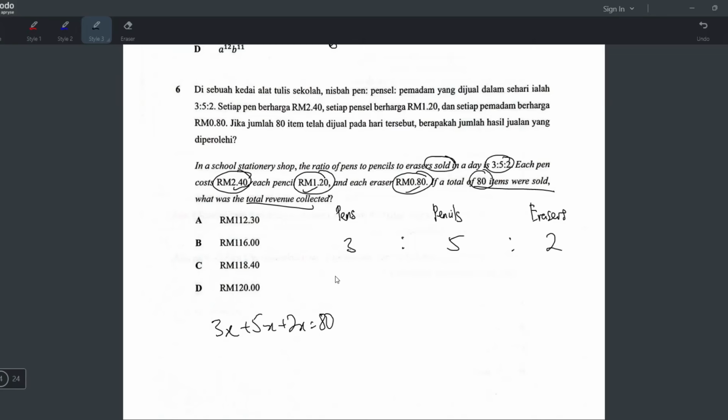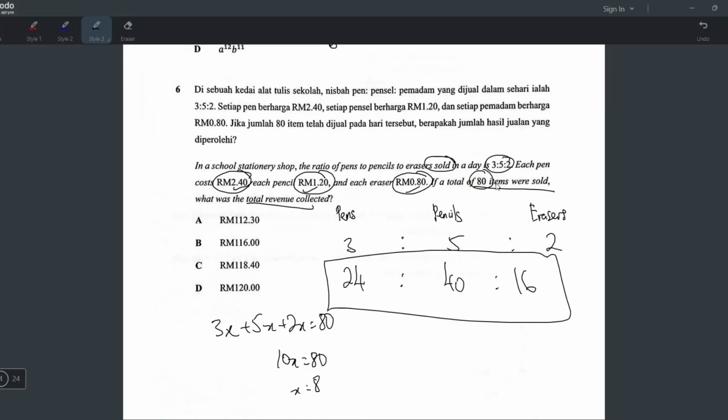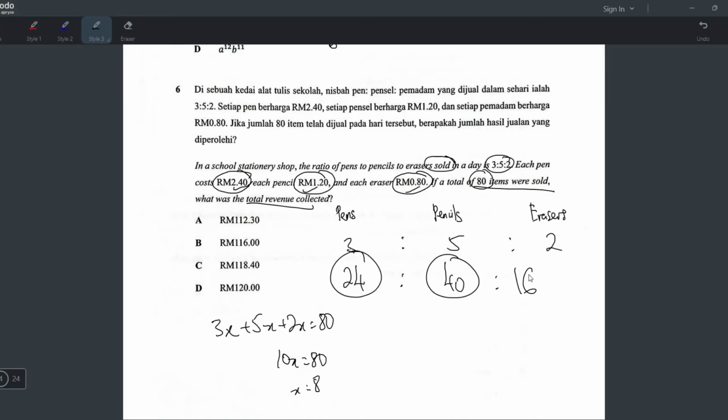So I just do 3x plus 5x plus 2x. So that gives you 10x equals 80, and that means x is 8, right? That means everything here has to times 8 lah. So 3 times 8 gives you 24, 5 times 8 gives you 40, 2 times 8 gives you 16. And if you try taking all this tambah, memang you dapat 80. So this is the actual bilangan: pen sold, pencil sold, and eraser sold.